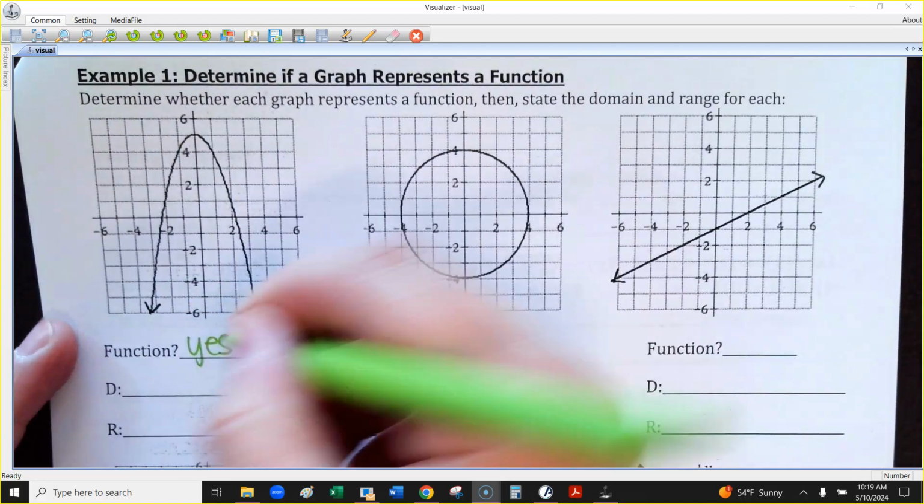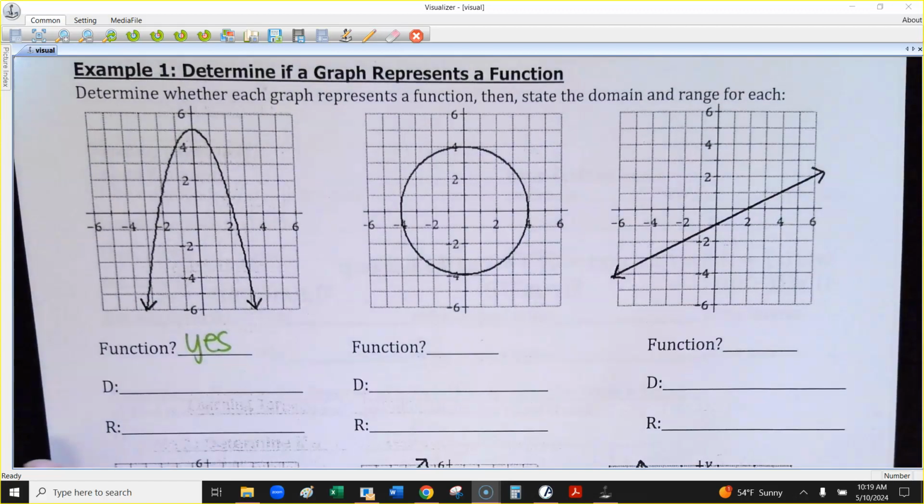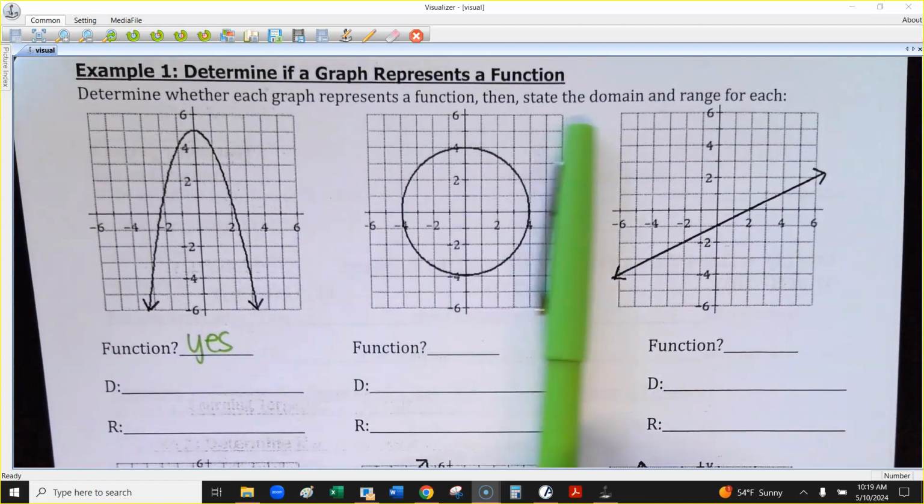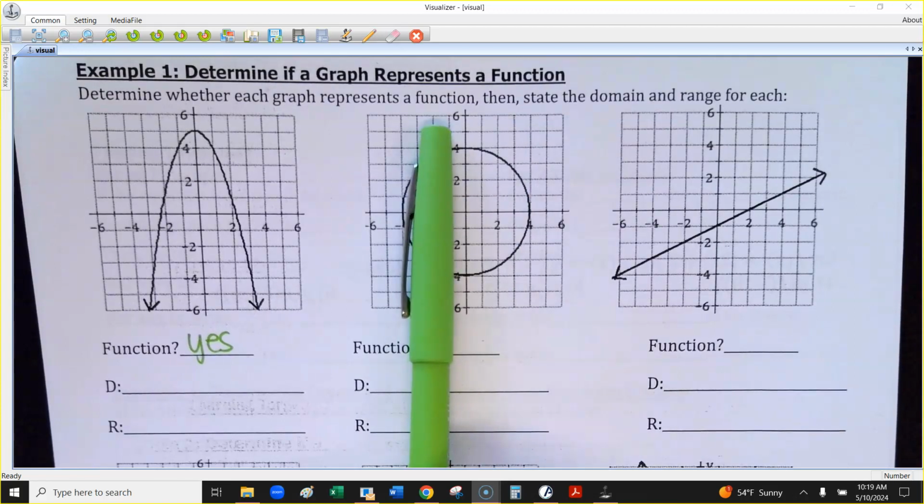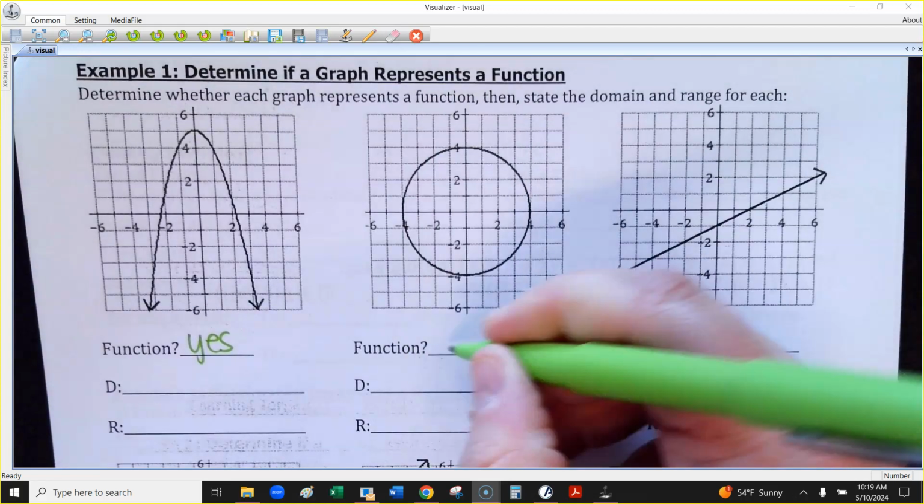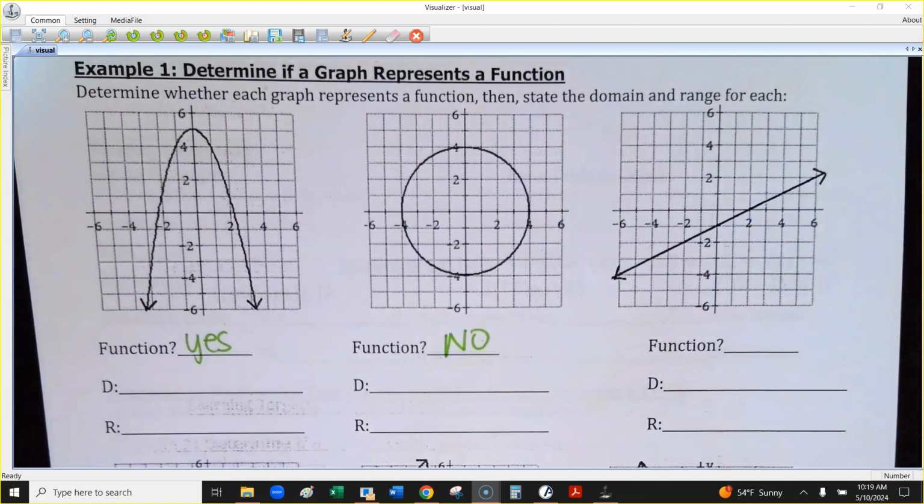All right, what do you guys think about the circle? Would that pass a vertical line test? How many points am I touching? So no, fail. All right, you can only touch 1 point. So a circle is not a function. That doesn't mean you can't write domain and range.